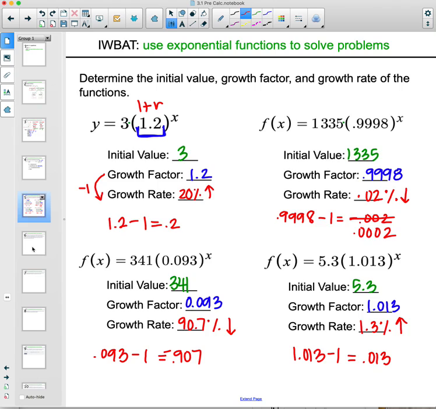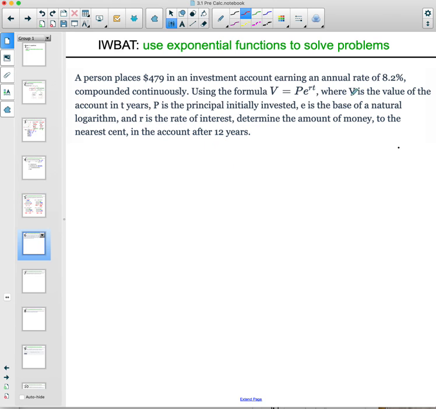Okay, so let's take a look. So in this one, it's a lot of words, but they're giving you a formula right here. So using this formula, P e to the rt, you've probably seen that before. It's for compounded continuously for investments. P is the initial amount. e is the number in your calculator, r is the rate, and t is the amount of time.